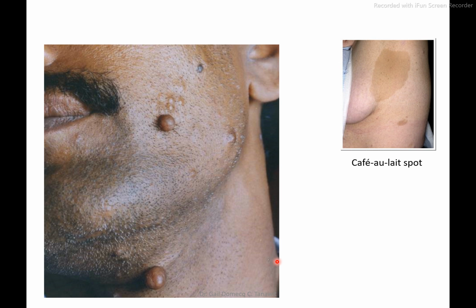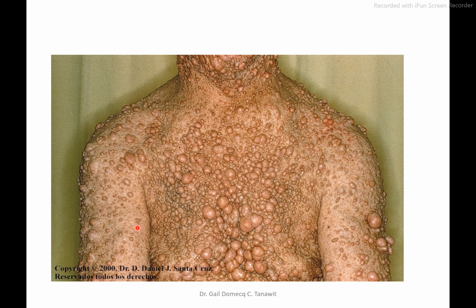Now we have another lesion here with café au lait spots. That would be pathognomonic for neurofibromatosis. Sometimes it would be multiple, there are so many of them. So this is neurofibromatosis. These are café au lait spots. Sometimes it would be like this, with no space left. It's neurofibromatosis.